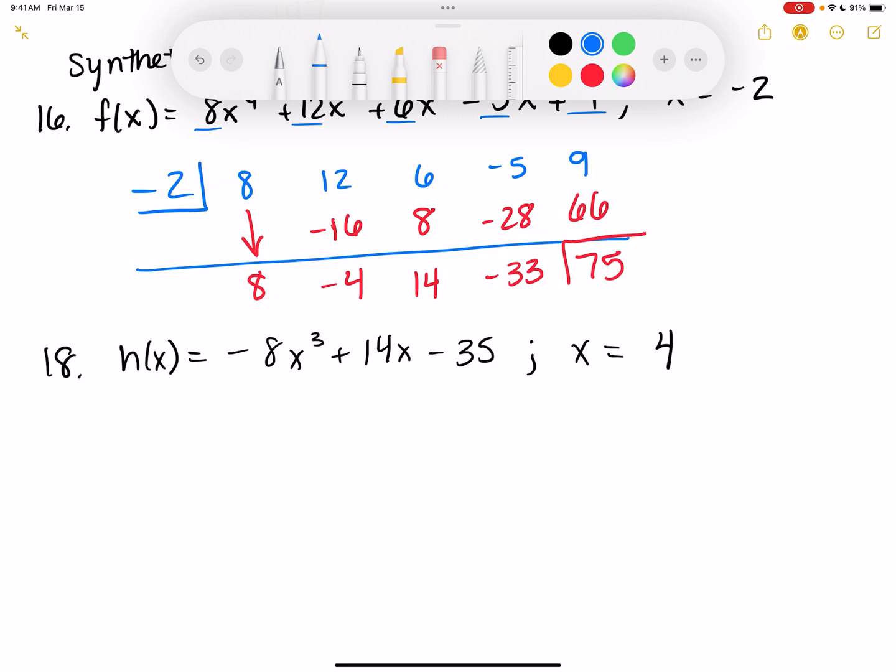So sometimes what I'm doing, especially when I'm getting used to it, is I'll put that there just so that when I go to copy my numbers down, I don't forget to put that 0 in. You do not have to do this, but it can help you a little bit while you're getting used to them. So 4 goes in the box. Then copying each of the numbers in order with their sign: negative 8, 0, 14, and negative 35.